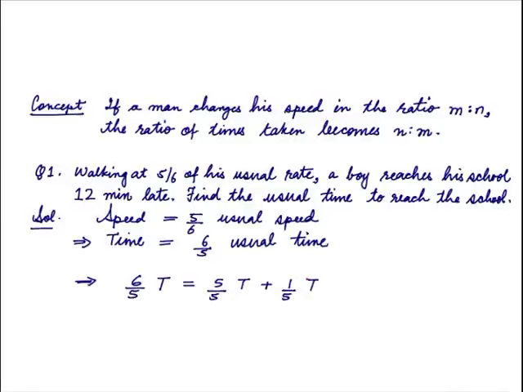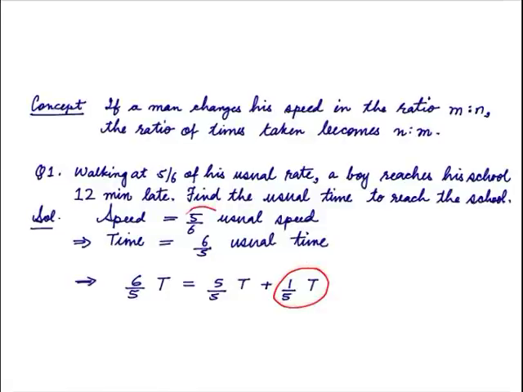So actually 1 by 5 of the usual time is the extra time that we are taking now, because our speed has gone down by 1/6. 5 by 6 is our speed, and that has resulted in this 1 by 5 of extra time that we are now taking to reach the school. So this means that reaching 12 minutes late is covered by 1 by 5t. This is the extra time we are taking. That's why we are late, and that amount of late is 12 minutes.